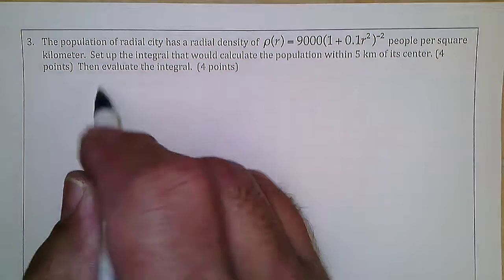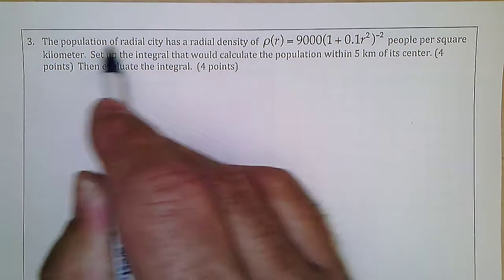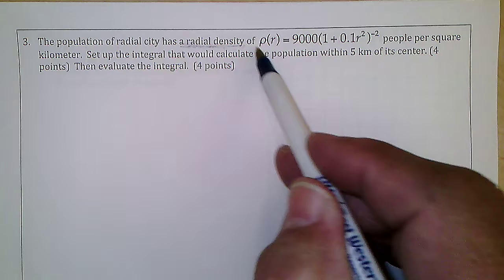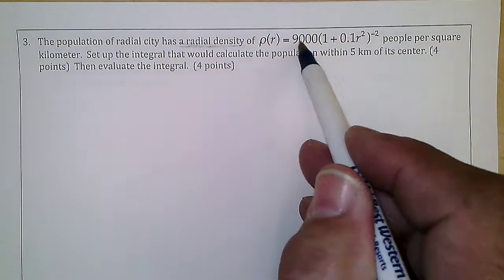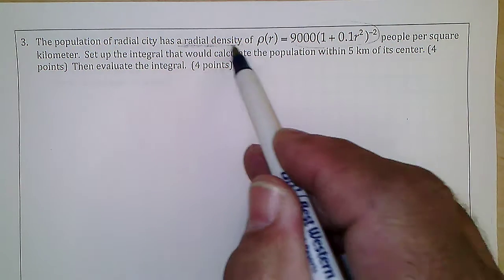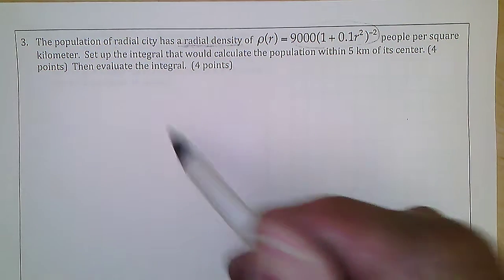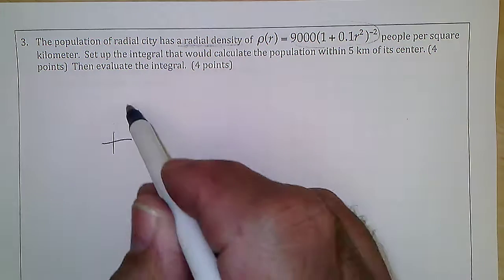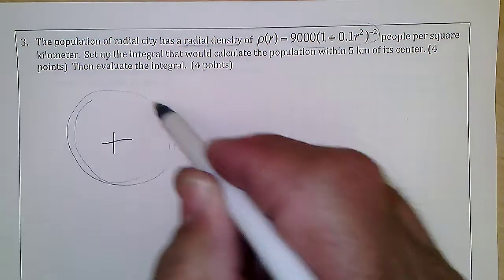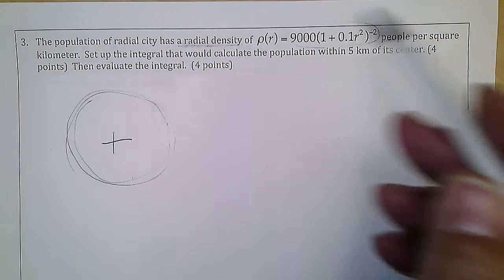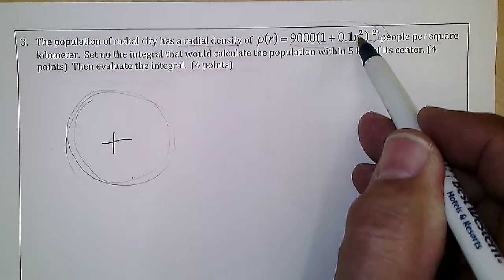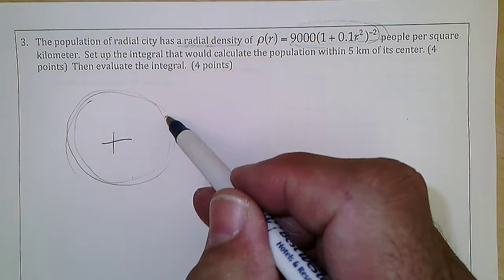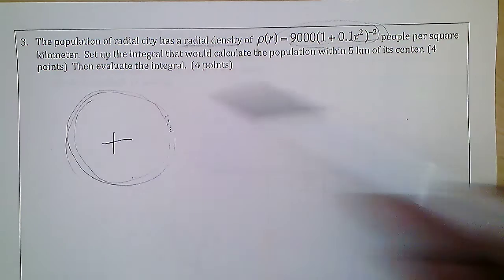Problem number 3. It says radial density. That means the number of people per square kilometer is going to change as you move further from the center. Radial means from the center moving out. So if the town center was here, at a certain distance out on that ring there'd be so many people as a function of r. It'll depend on how far out you are how many people per square kilometer there are.